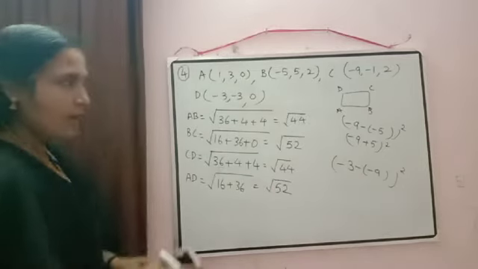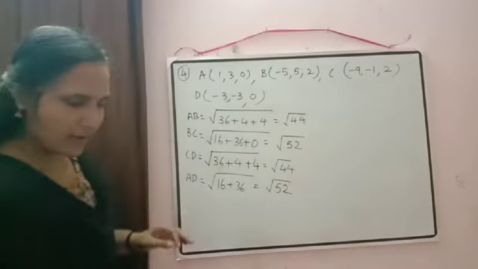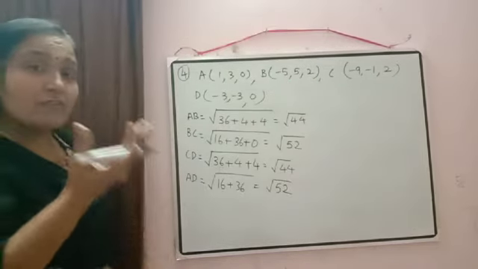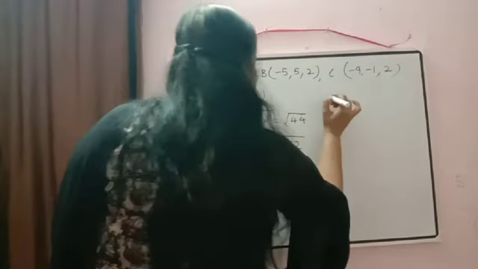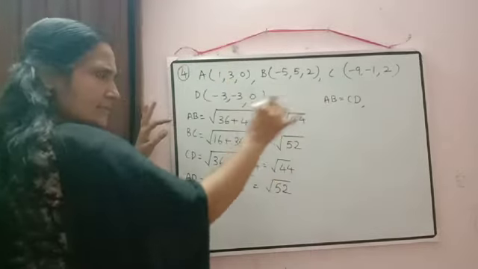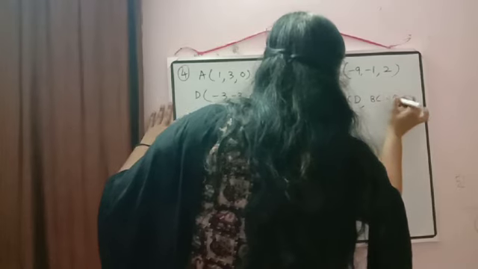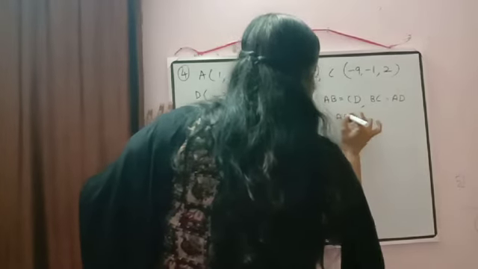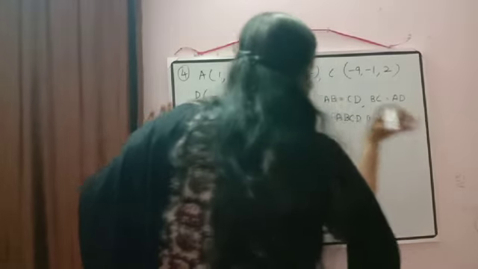So first, what do we have to prove? We have to prove they are the vertices of a parallelogram. We have to show in the answer sheet also that we know the concept, so you should write it down there. AB is equal to CD. Wordings are not required, just write it in this way. AB is equal to CD, BC is equal to AD. Therefore, ABCD is a parallelogram.